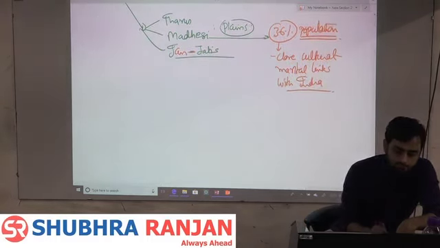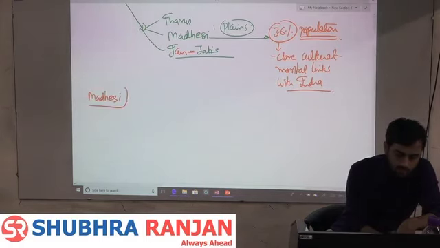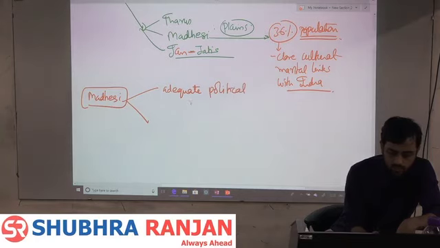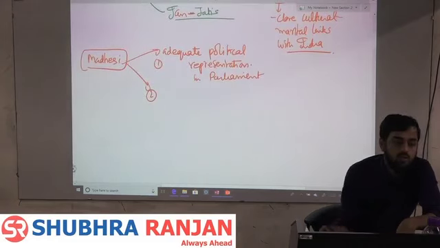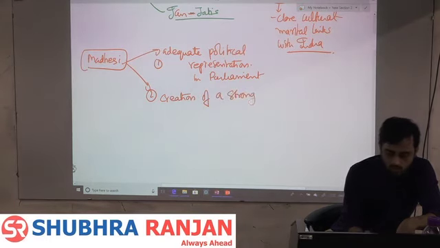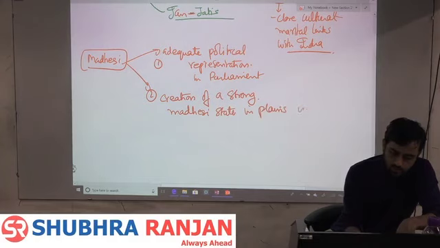Now, the Madhesis wanted what? The Madhesi population wanted adequate political representation in the parliament, and they also wanted the creation of a strong, single unified Madhesi state in the plains in an east-west fashion.